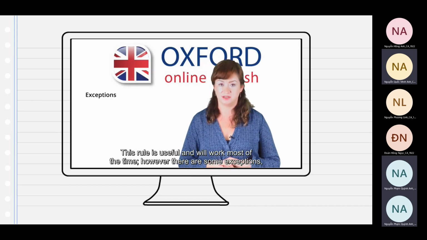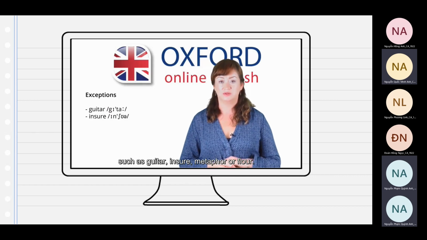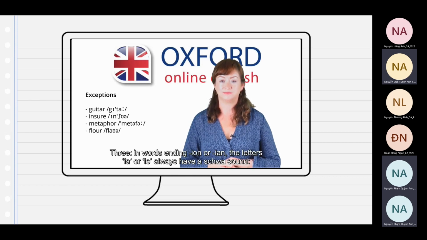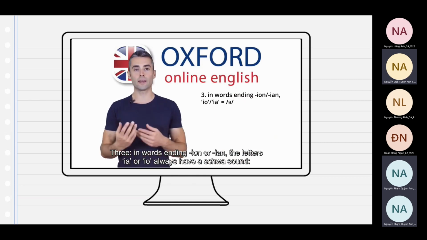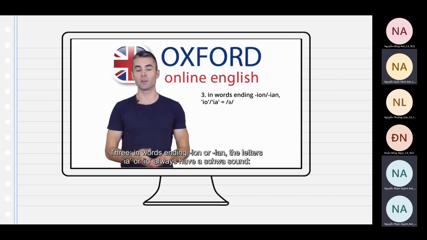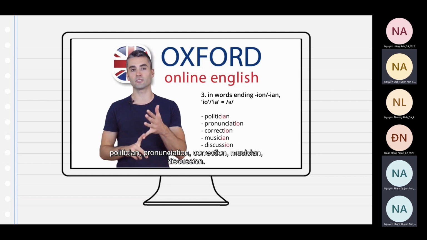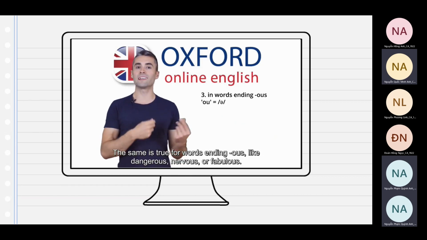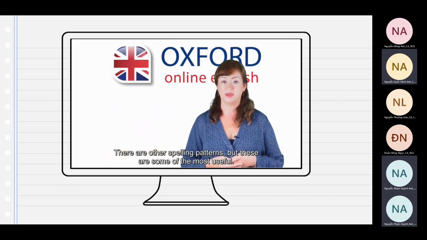However, there are some exceptions, such as guitar, ensure, metaphor, or flower. 3. In words ending ION or IAN, the letters IA or IO always have a schwa sound. Politician, pronunciation, correction, musician, discussion. The same is true for words ending OUS, like dangerous, nervous, or fabulous. There are other spelling patterns, but these are some of the most useful.